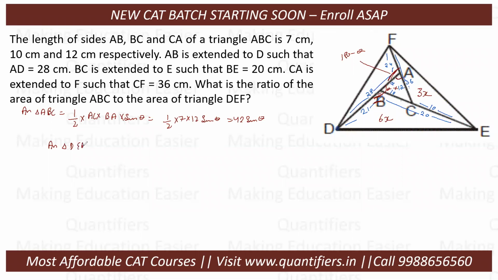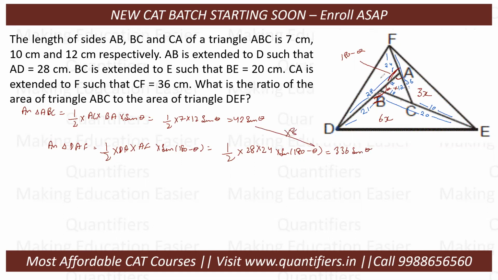Now what is the triangle DAF? Area of triangle DAF would be half into DA into AF into sine of 180 minus theta. So that would be half into, this is 28 and that is 24, into sine of 180 minus theta. That is 336 sine theta. So 42 into 8. So that is 8x. If this is x, this is 8x.